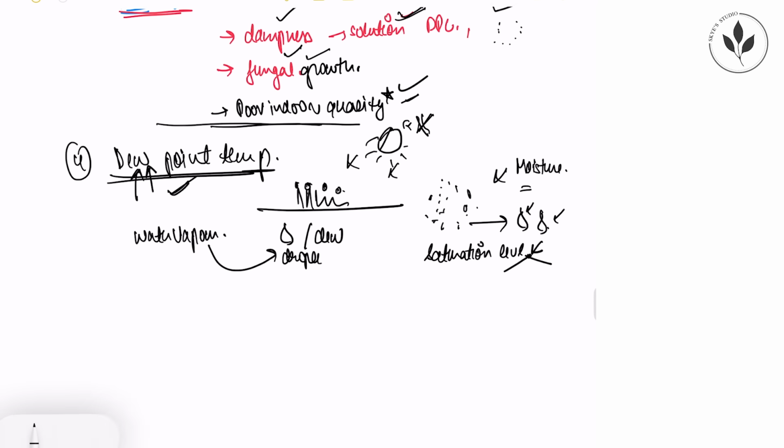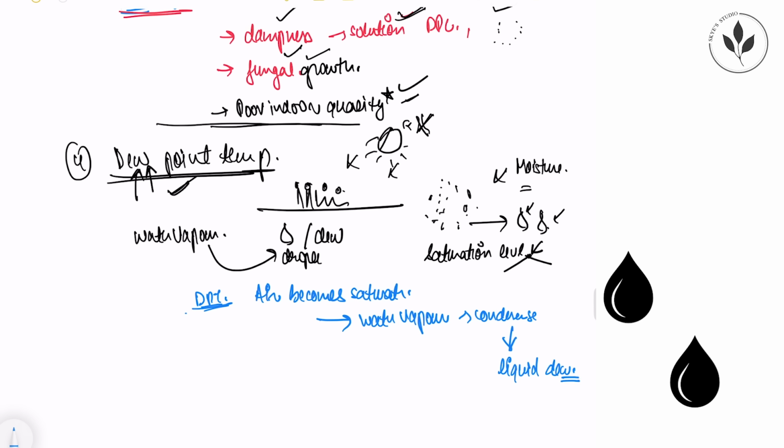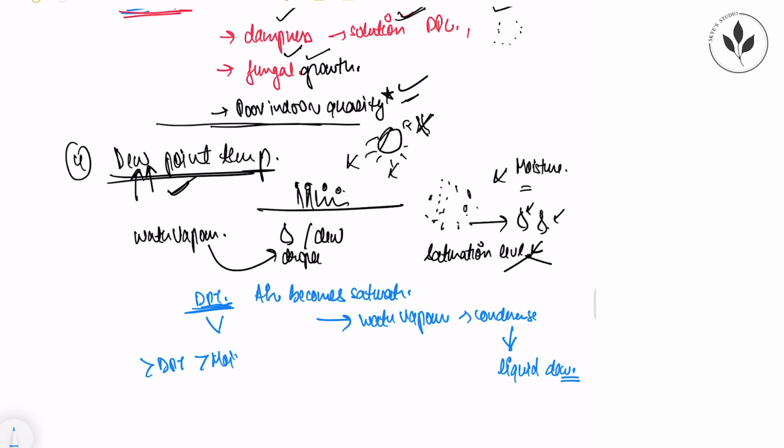So how can we define it? Dew point temperature is the temperature at which air becomes saturated and the water vapors start to condense into liquid. Your water vapor will start to condense, and the process of condensation will turn it into a liquid dew. Fine. So the higher the dew point temperature, the more moisture the air will contain. So high dew point temperature, high moisture in the air.